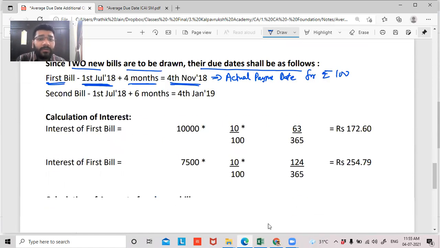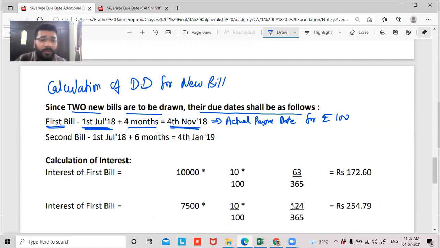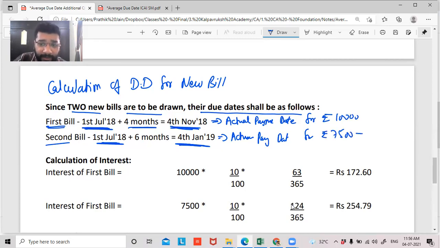Now, the heading will be calculation of due date for new bill. For the first bill, the due date is 4th of November. And for the second bill, it is drawn on the 1st of July 2018 plus 6 months: August, September, October, November, December, Jan 1st plus 3 days, 2nd, 3rd, and 4th. So 4th of January is the actual payment date for the balance 7,500 plus interest.